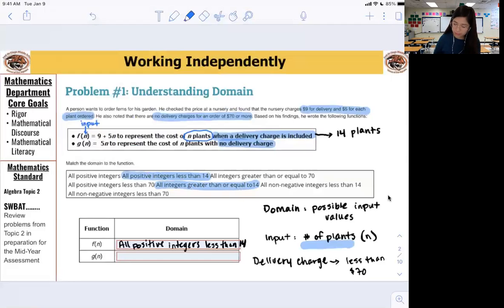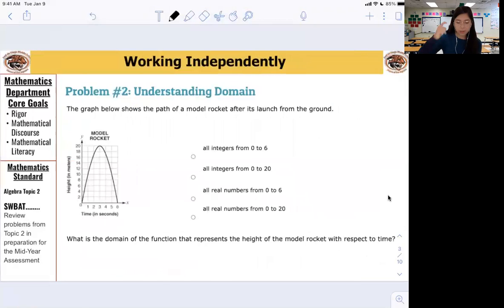All right, so there it is. All integers greater than or equal to 14. All right, so that would be my two answer choices. All positive integers less than 14 for f of n, and all integers greater than or equal to 14 for g of n. Okay, next up, question number 2, problem number 2.